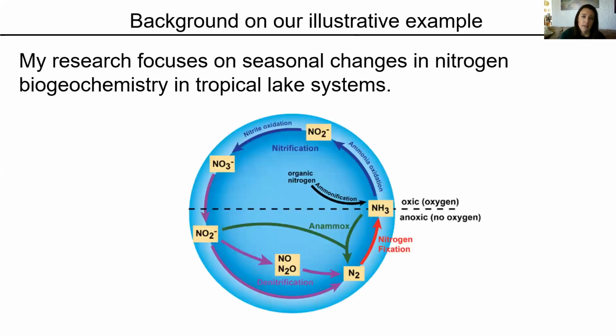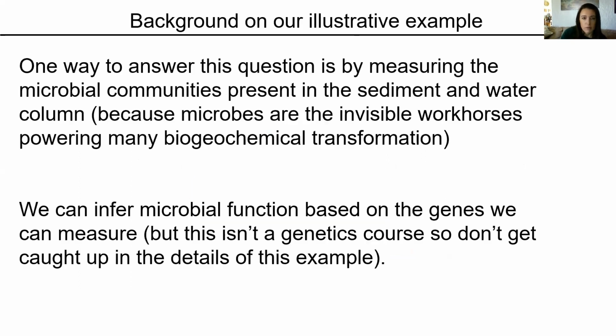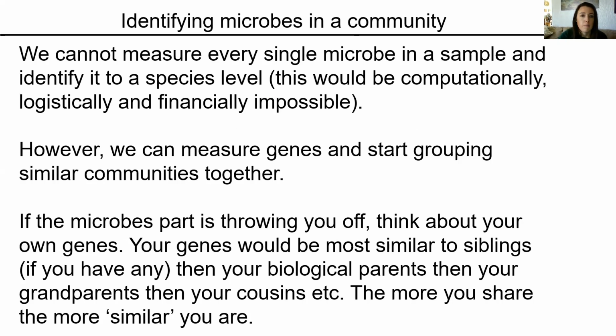So a little background on the illustrative example. My research focuses largely on the seasonal changes in nitrogen biogeochemistry in tropical lakes. And one way that we look at that is by looking at microbial communities. Microbial communities in both the sediment and the water column are responsible for a lot of the biogeochemical pathways that take place in a lake. And so we can infer the microbial function based on the genes in a microbial community. We won't get into it because this isn't a genetics course, so don't get caught up in those details. But if you're into microbes and genetics, we can talk about that another time.